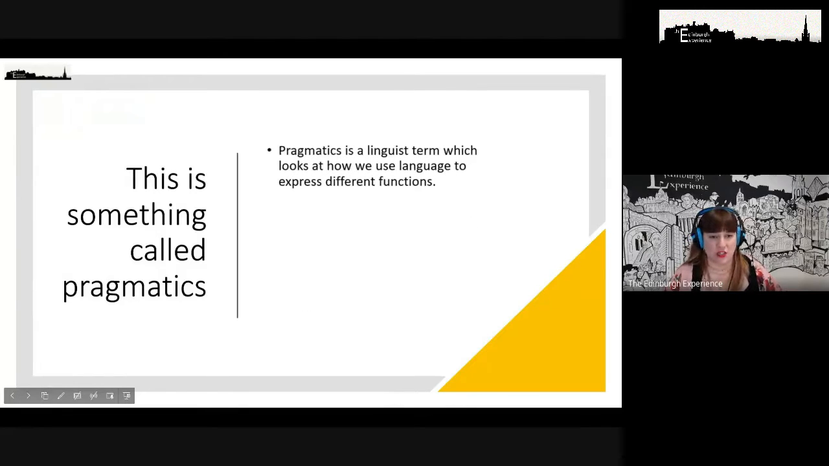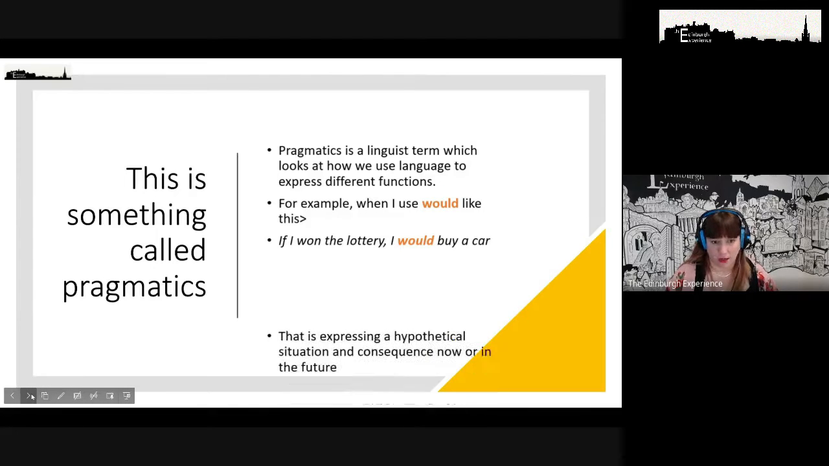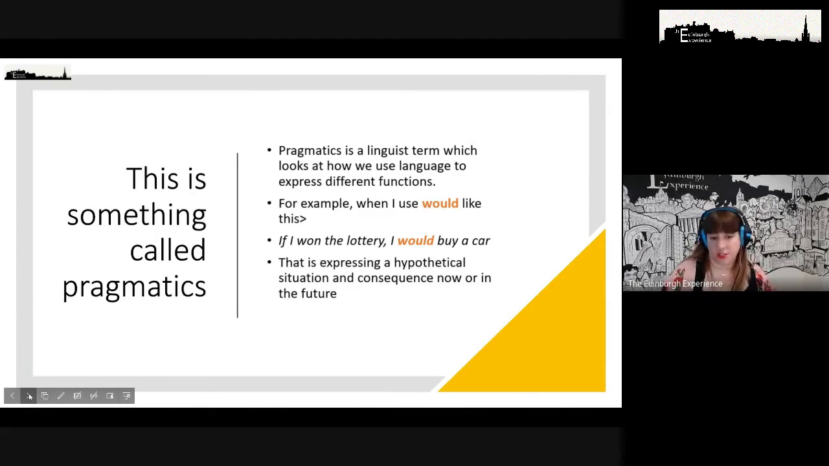So pragmatics is a linguistic term. And what pragmatics is looking at is how we use language. So, you know, what function does language express for us? What can we do with different kinds of language? For example, when I use would in this example, if I won the lottery, I'd buy a car, the pragmatics of that, the function of that, the reason I'm using it, is to express a hypothetical situation and consequence now or in the future.